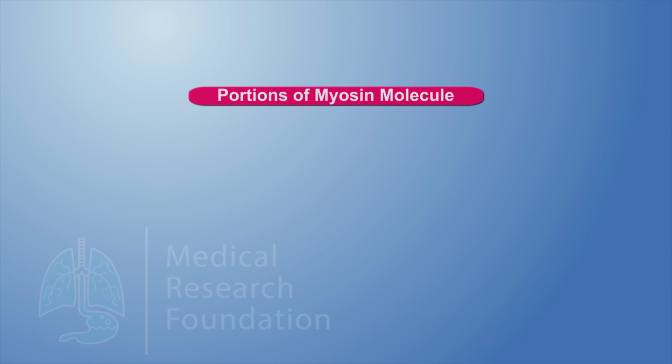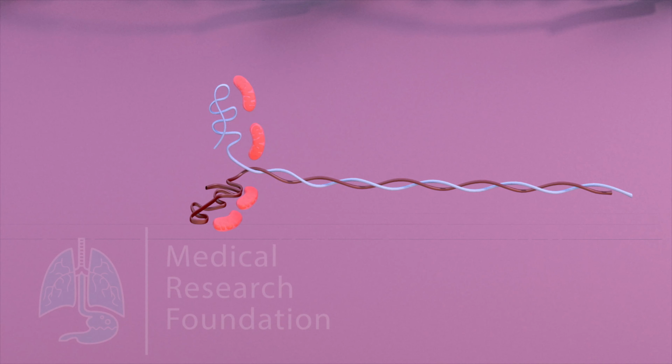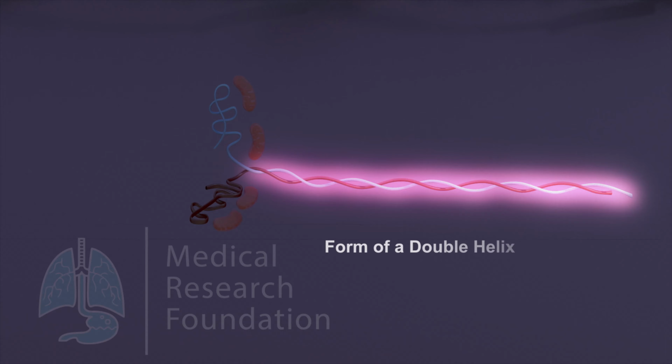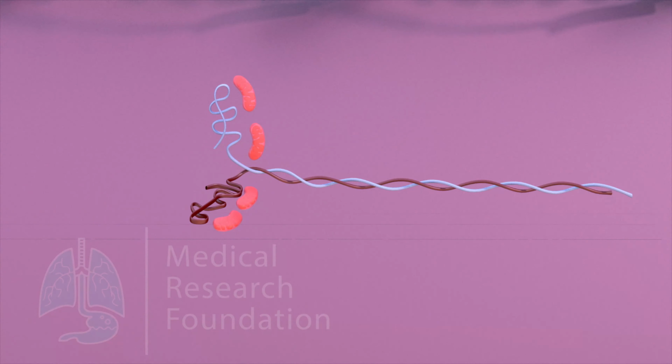Each myosin molecule has two portions: tail portion and head portion. Tail portion of myosin molecule: it is made up of two heavy chains, which twist around each other in the form of a double helix. Head portion of myosin molecule: at one end of the double helix, both the heavy chains turn away in opposite directions and form the globular head portion. Thus, the head portion has two parts.